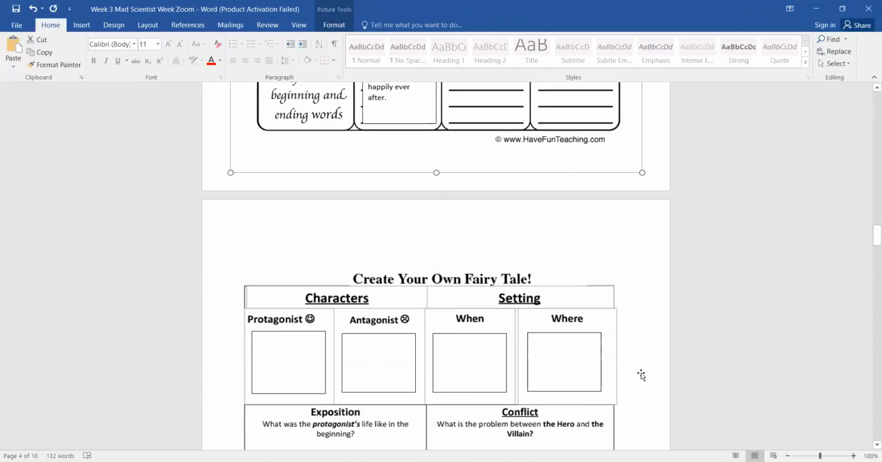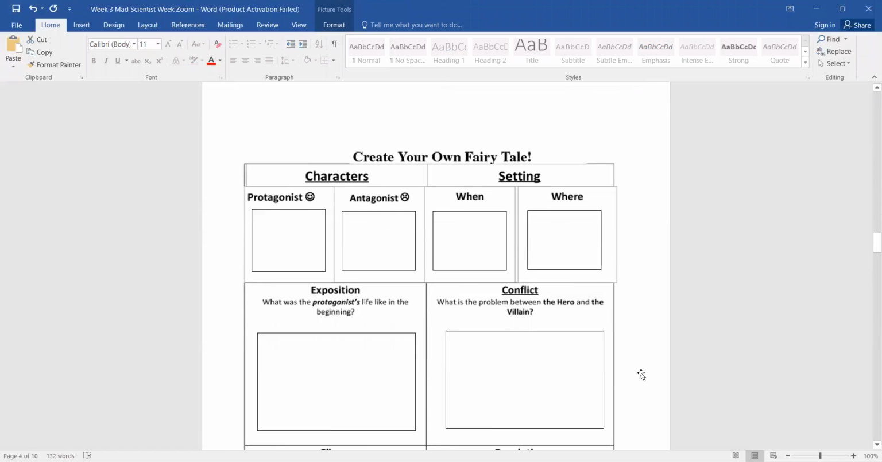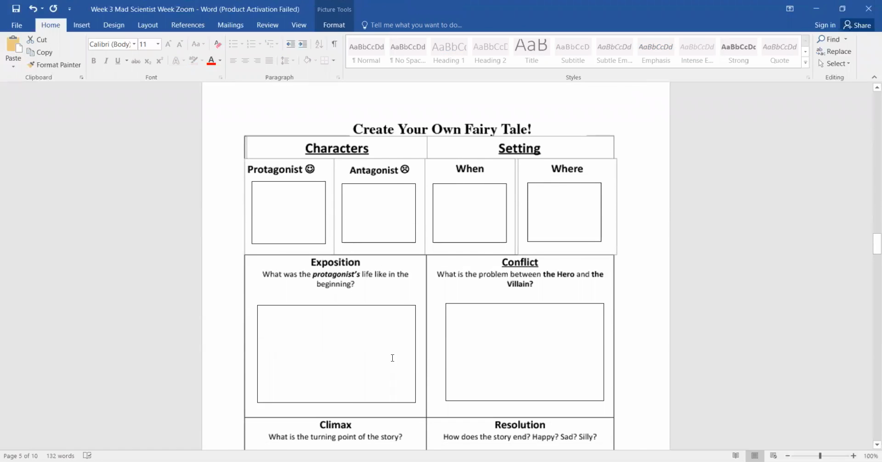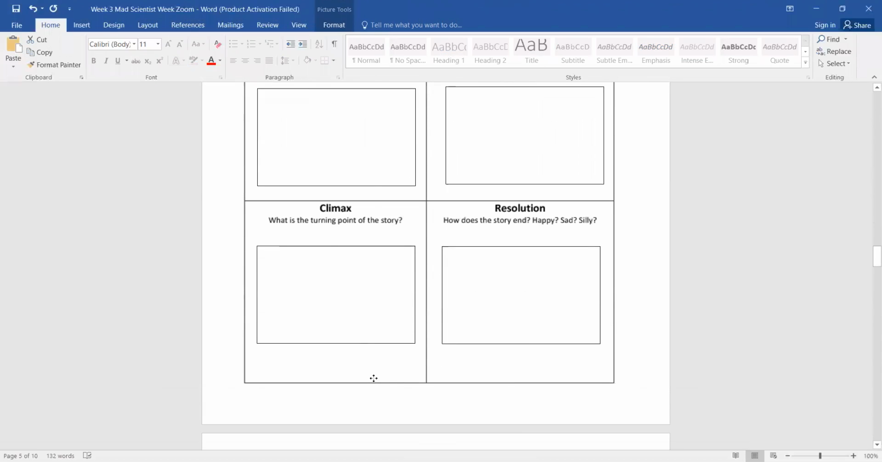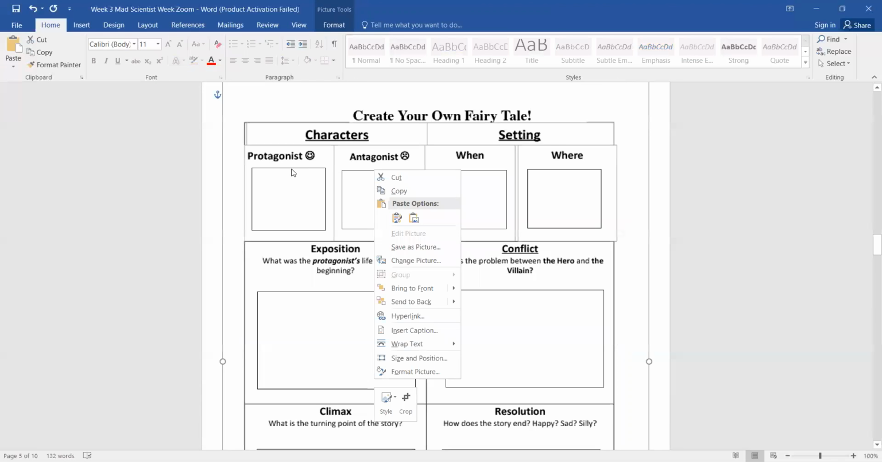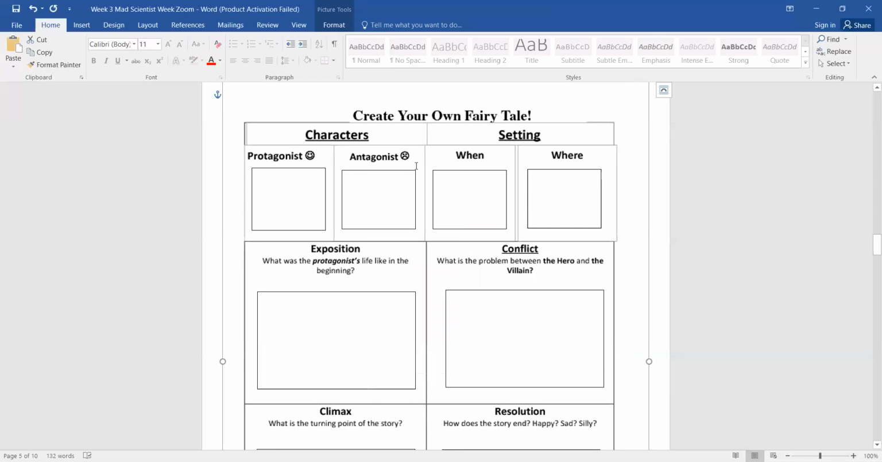Okay, so here you guys can create your own fairy tale if you want. We're not going to do this together, but you guys can do your own. Make sure that you have the good guys, the protagonists, the antagonists, which are the bad guys. If you guys don't remember, here's the smiley face for the good guys, the sad face for the bad guys. You have to make sure there's a setting. So where and when does it happen?